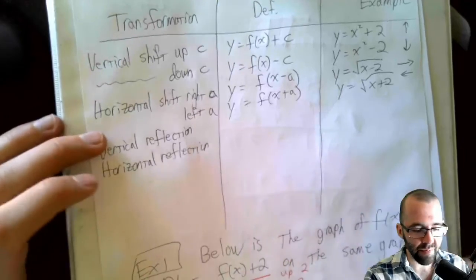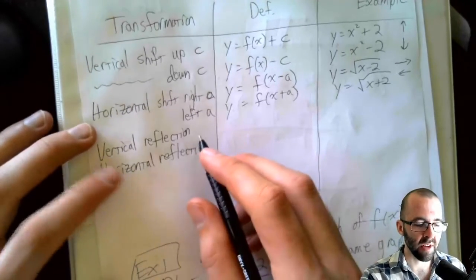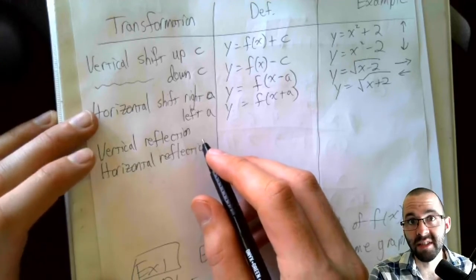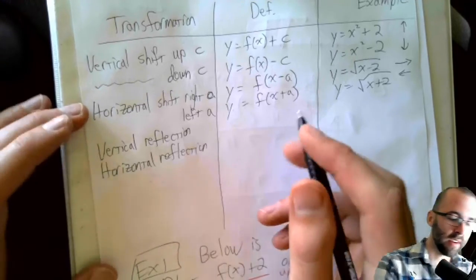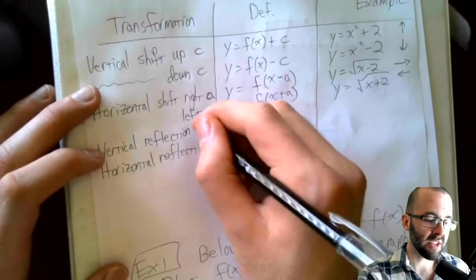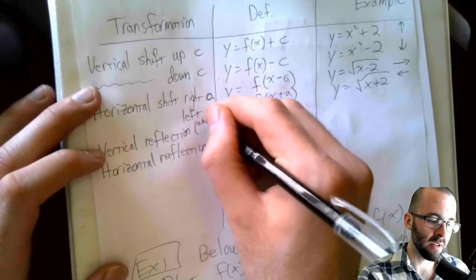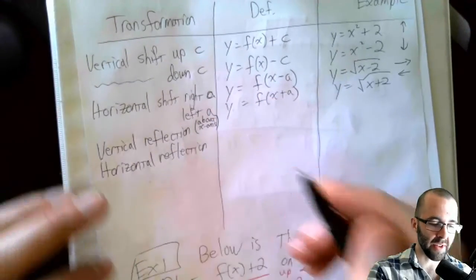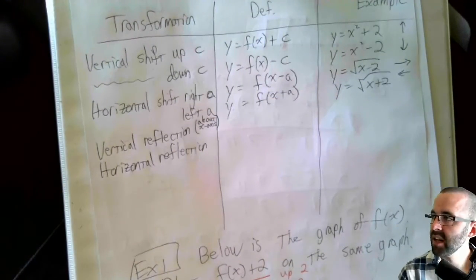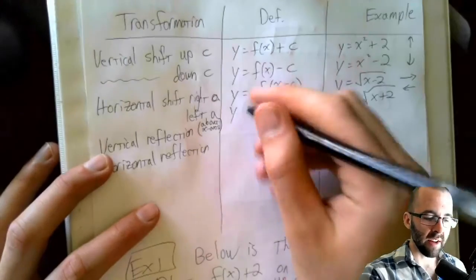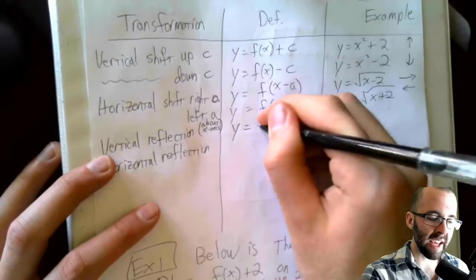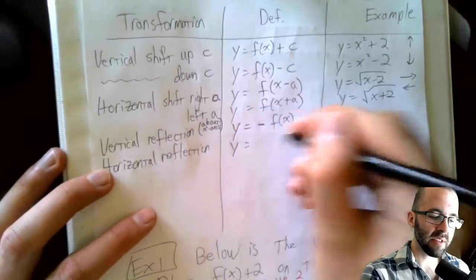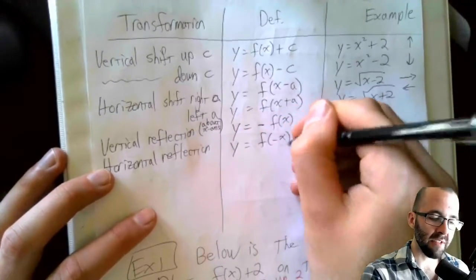But I should have also left room to write a note about what the precise terms for this stuff are. So vertical reflection is, again, about the x-axis. And horizontal is about the y-axis. There's no room for that second one. But that's the idea. And again, if it's vertical, it's going to be on the outside of the function, negative f of x. If it's horizontal, it's going to be on the inside of the function, f of negative x.